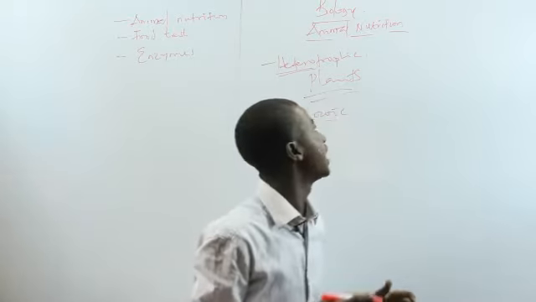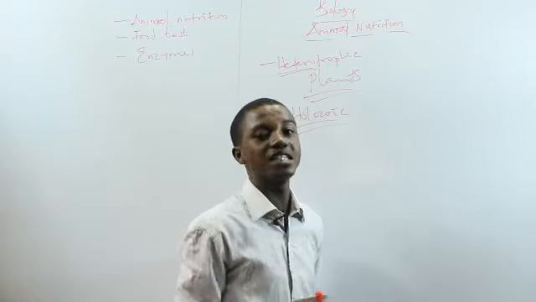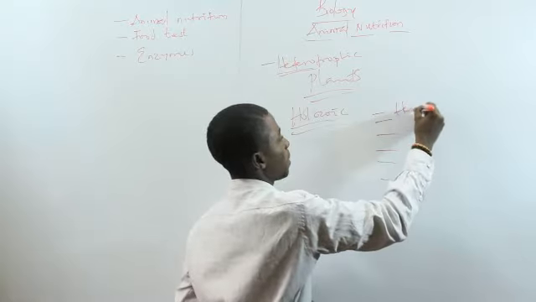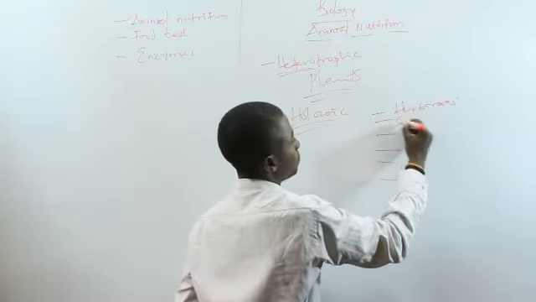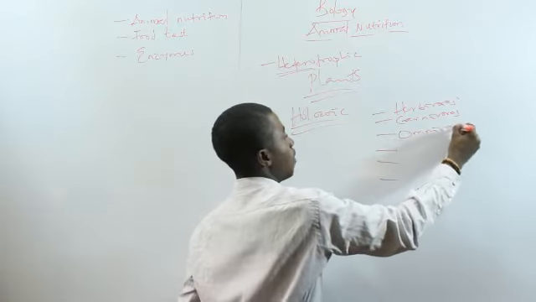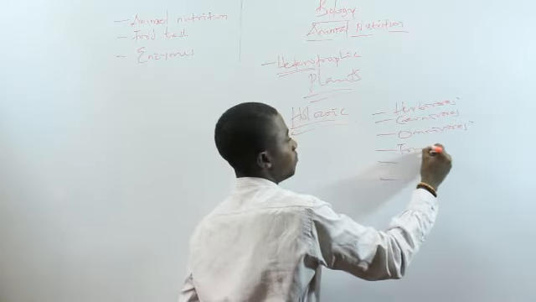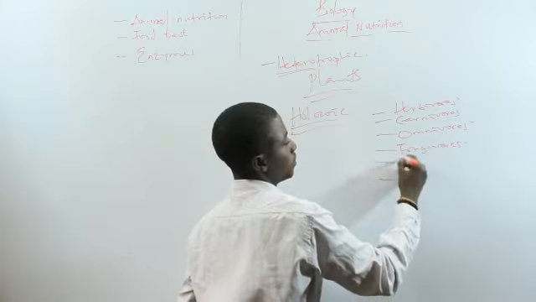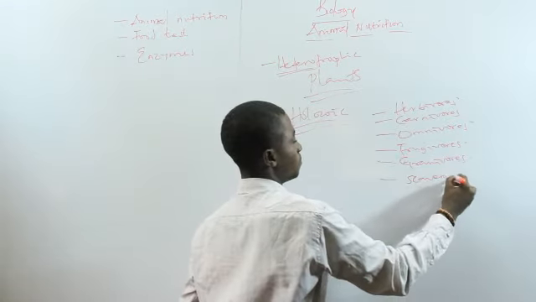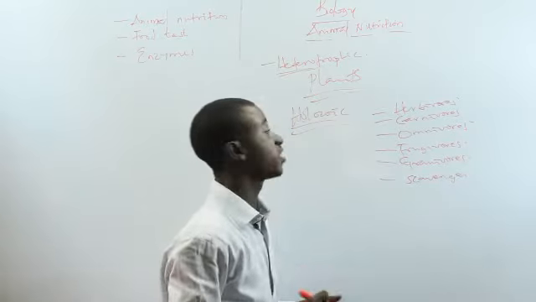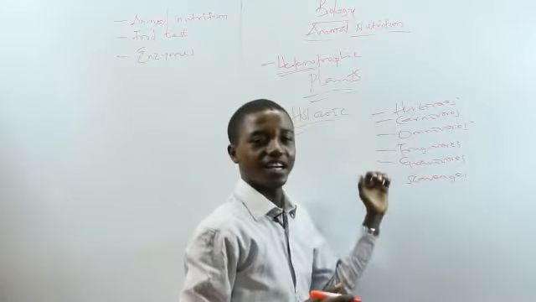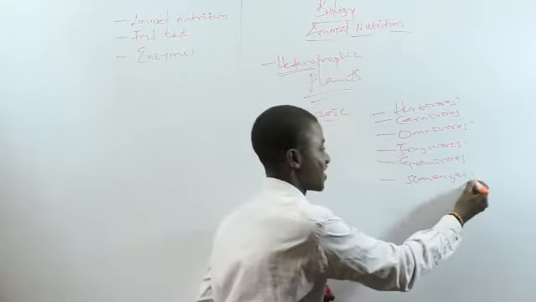And now we'll basically be looking at the types of feeding habits in living organisms. On that note, we've got on the board herbivores, carnivores, omnivores, frugivores, granivores, and lastly scavengers.